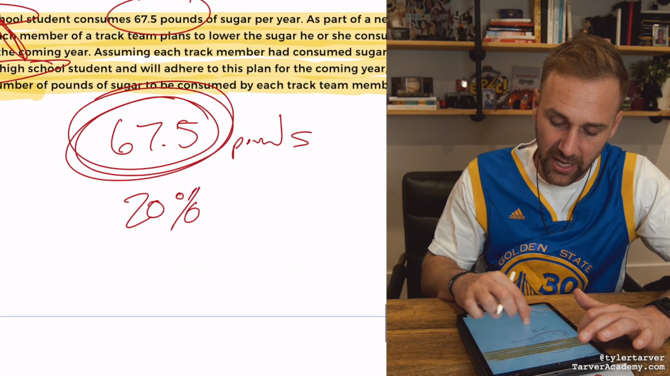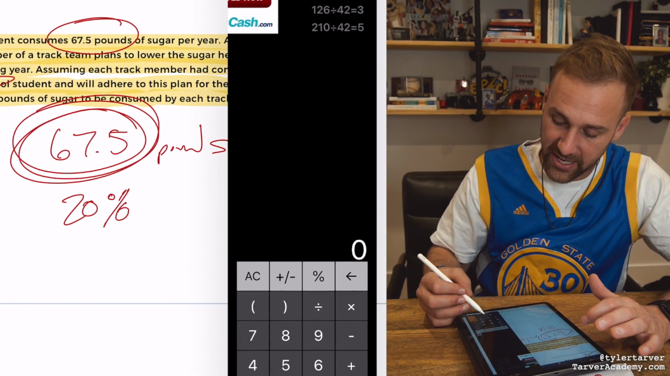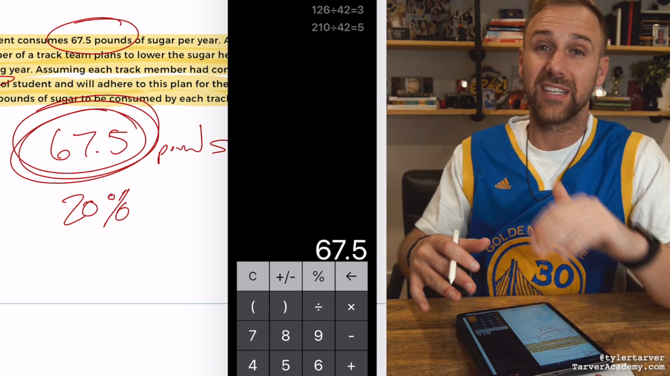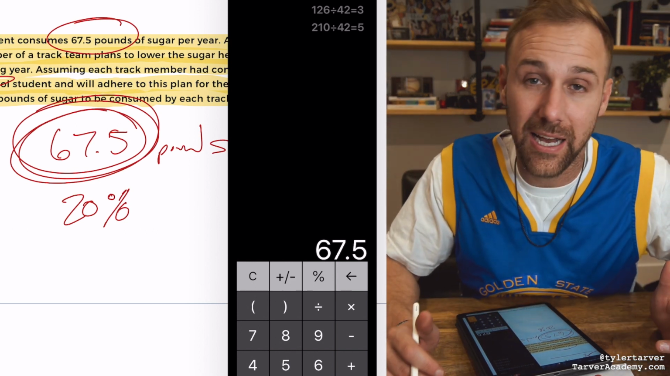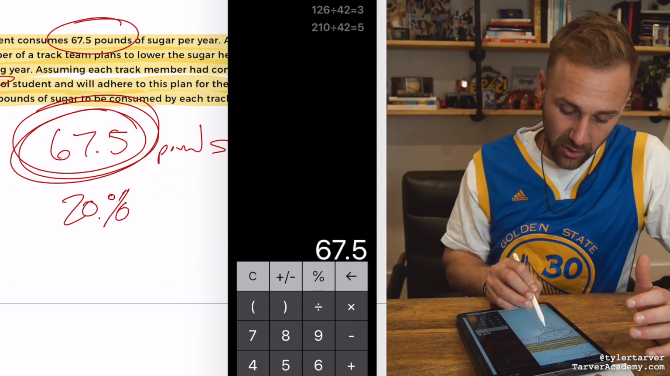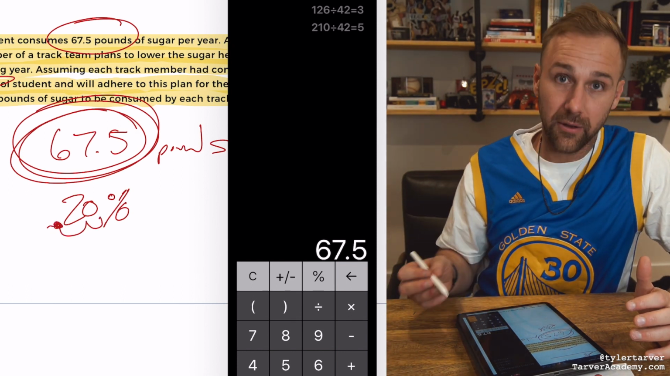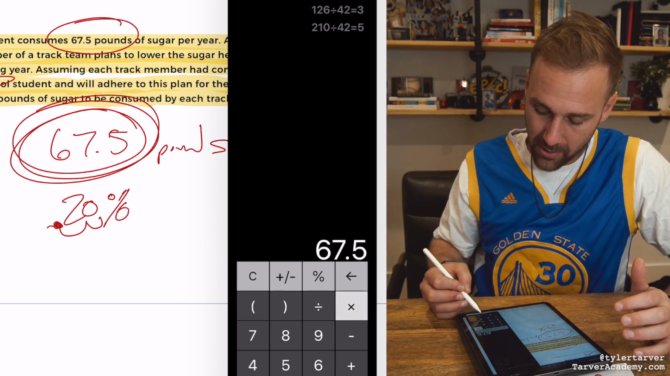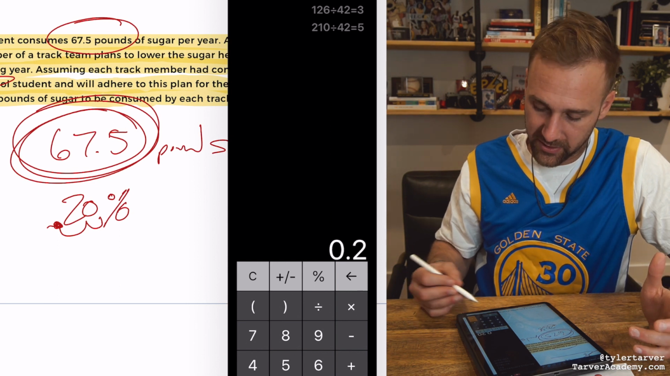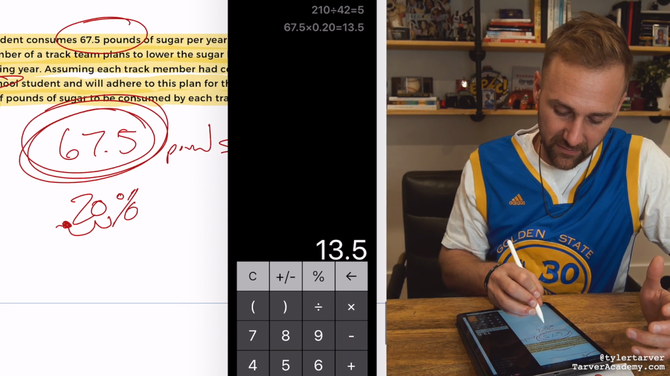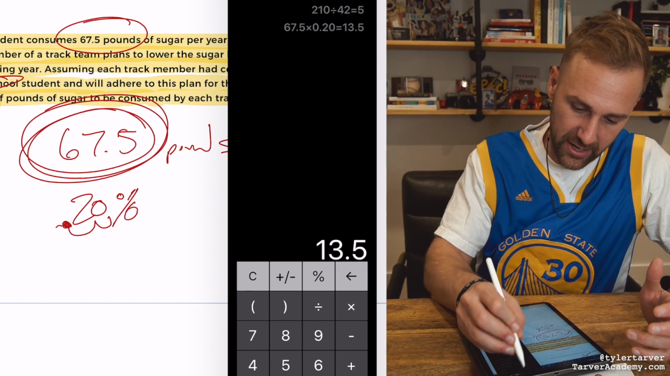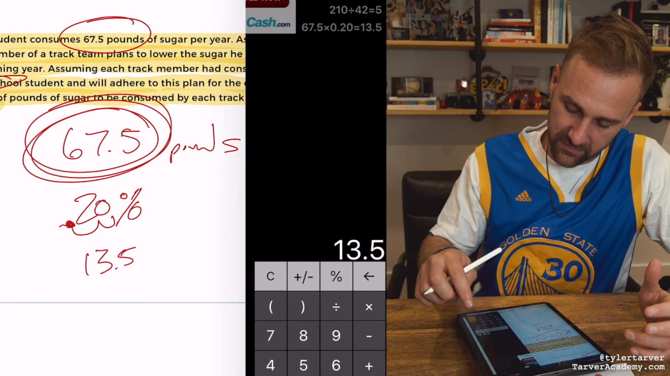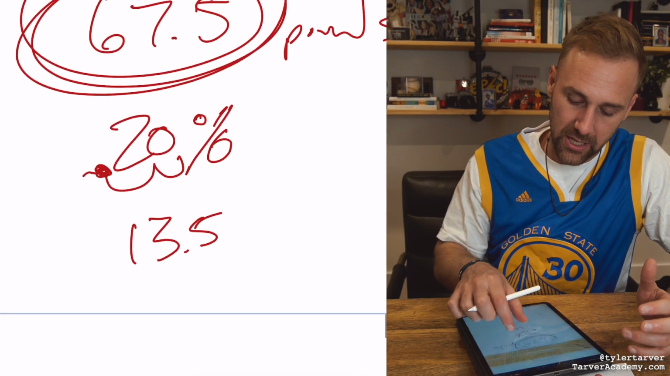So I need to find 20%. What I'm going to do is take 67.5 and multiply it times 20%. However, you cannot multiply times a percent. You move the decimal over two places and now it's 0.2. So I'm multiplying 67.5 times 0.2. Zero, but you don't have to put a zero. 13.5. Okay? Get out of here, you calculator. 13.5. Isn't that what I said? Yeah, that's exactly what I said.